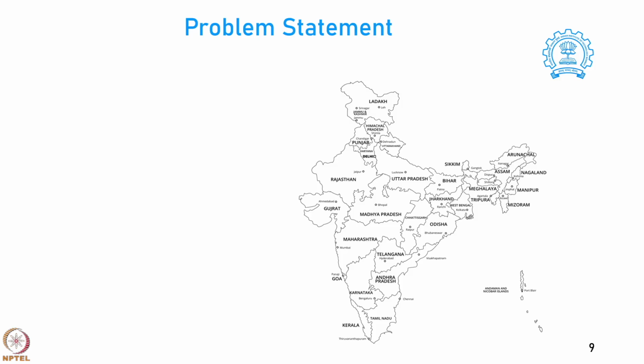So, this problem is related to a theoretical domestic airline operating within the country. This airline is expected to connect 4 metro cities, viz. Bombay, located here, Delhi in the north, Hyderabad, capital of Telangana, and Bangalore, capital of Karnataka.